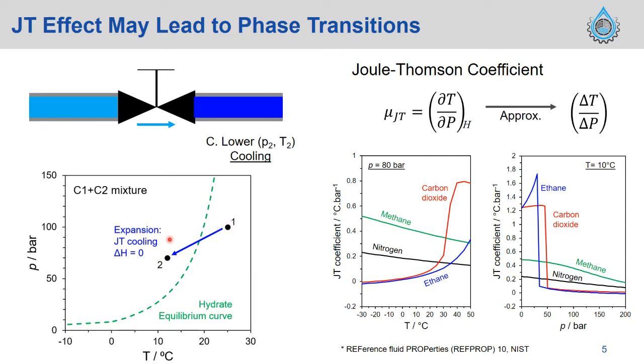Interestingly, the JT coefficient, which is the JT cooling behavior, is different depending on the gas species. This is shown at constant pressure over a range of temperature, and at constant temperature over a range of pressure. These two main things are our motivation to study the JT effect in the flow line.